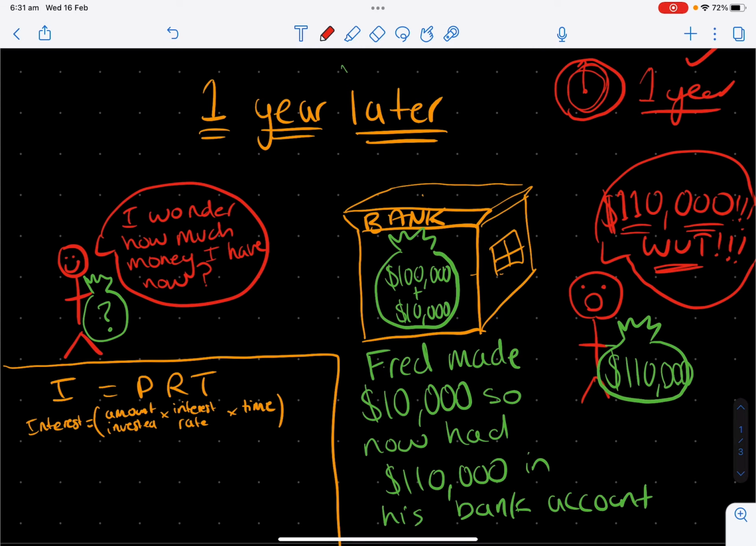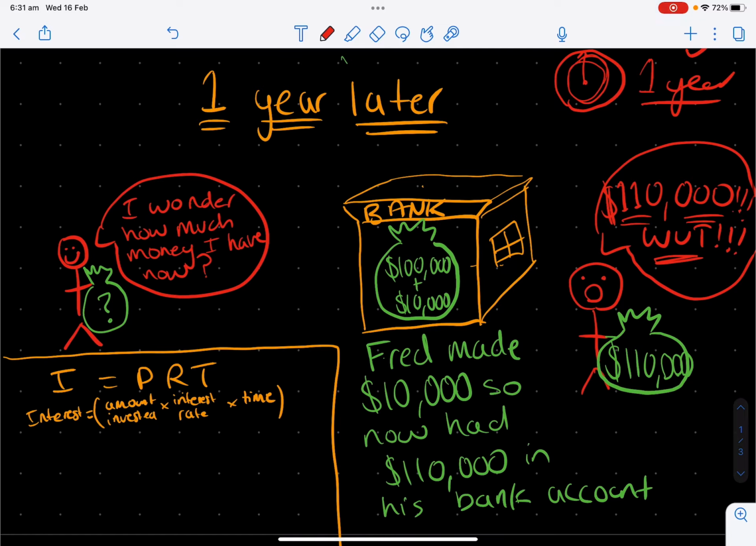So he asked the question, I wonder how much money I have now in my bank. I think everyone does that from time to time. So Fred goes to the bank and he inquires, and all of a sudden he realizes he has an extra $10,000. So he has his initial investment, which is his principal, and he now has his interest he has made as well. So Fred made $10,000. So he comes out of the bank going, what? $110,000, and his money bag is much bigger now.